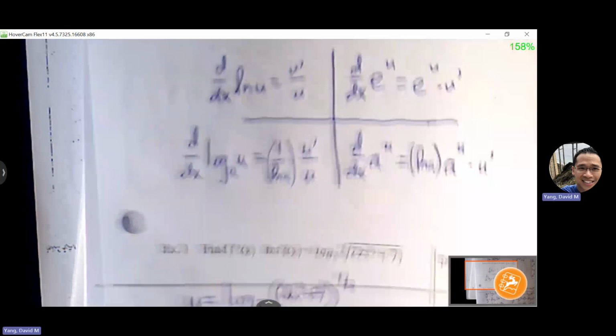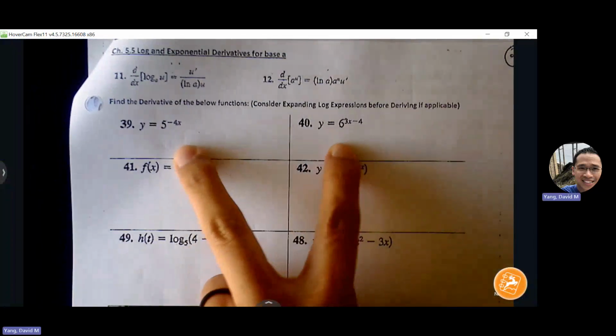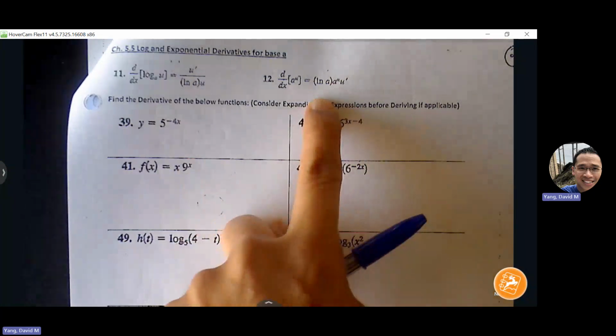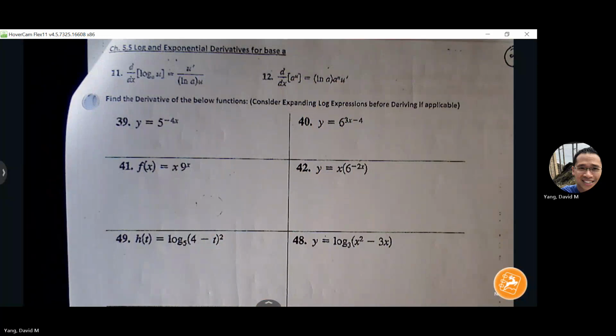Okay, so let's start off page 21. These are rules that we can simply apply by using the a to the u rule, right? Natural log of a times a to the u times u prime. Follow what the rule says here. Natural log of 5 times 5 to the negative 4x times negative 4. Okay, great.